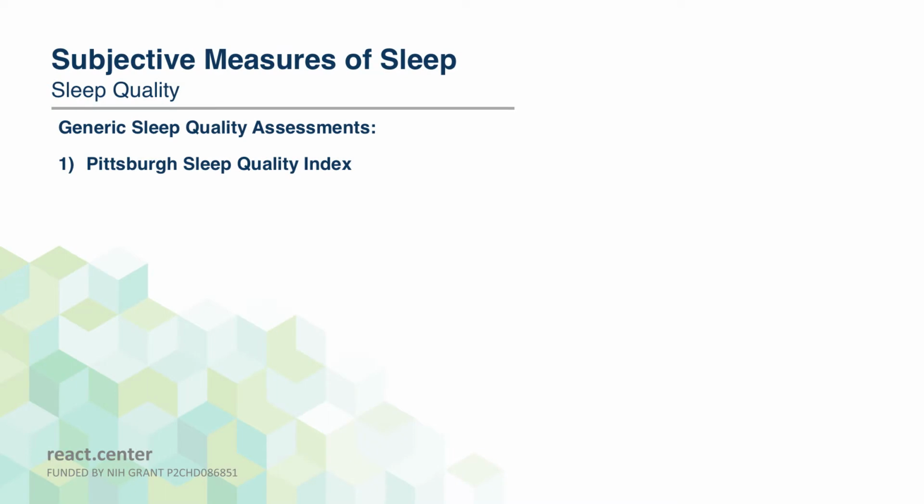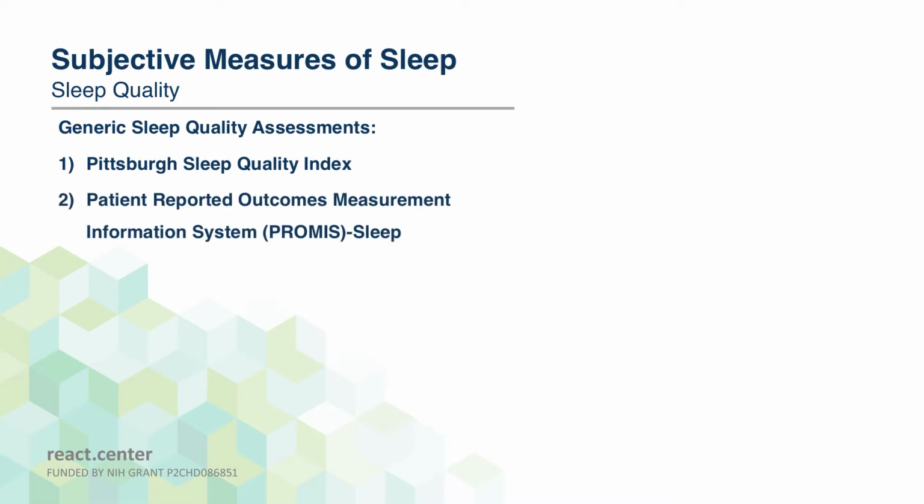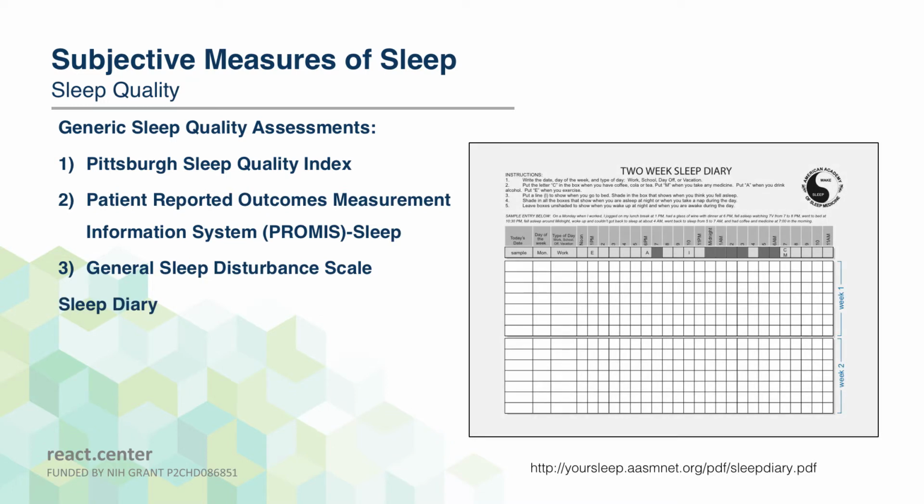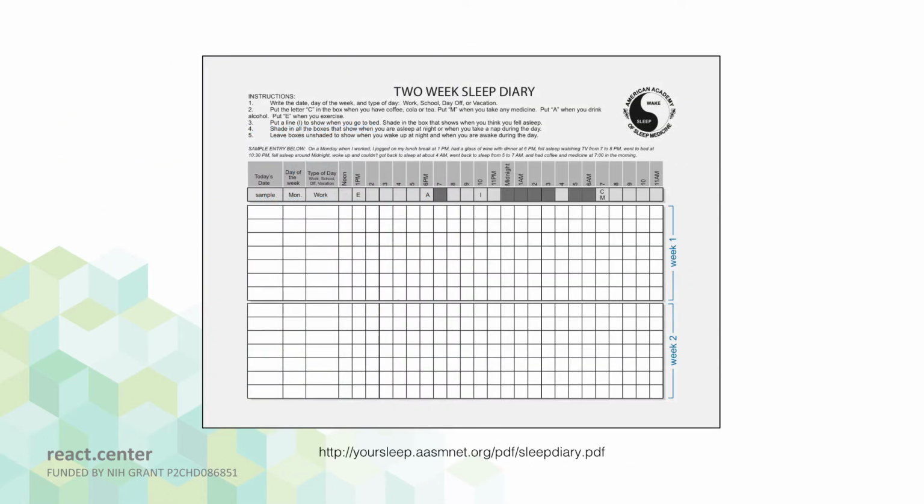It's been used in multiple different patient populations, including healthy controls. Two additional examples of generic sleep questionnaires are the Patient Reported Outcome Measurement Information System, or PROMIS Sleep Questionnaire, and the General Sleep Disturbance Scale. Additionally, sleep diaries can be very useful for understanding the time spent asleep and also to help patients regulate their sleep schedule by making them more aware of when they're asleep and awake.